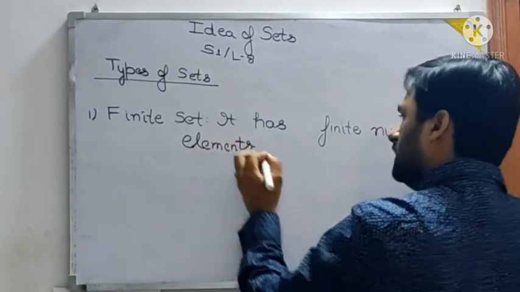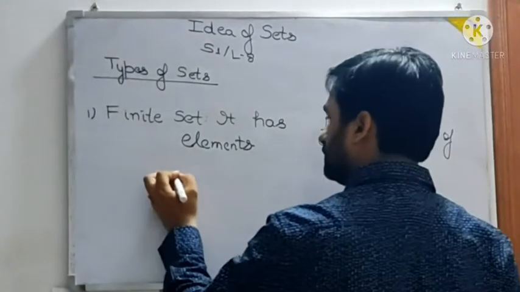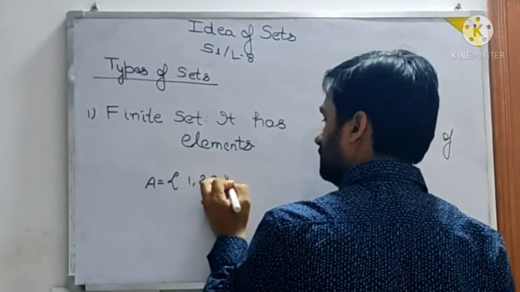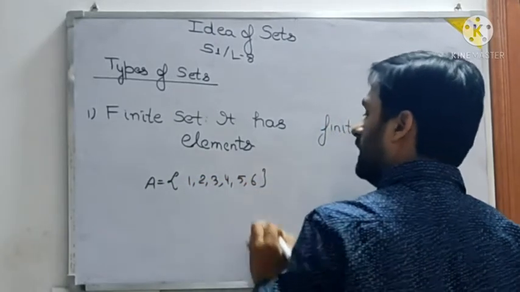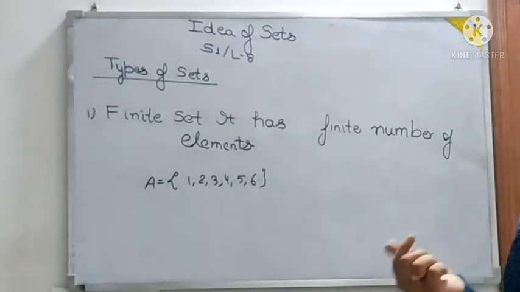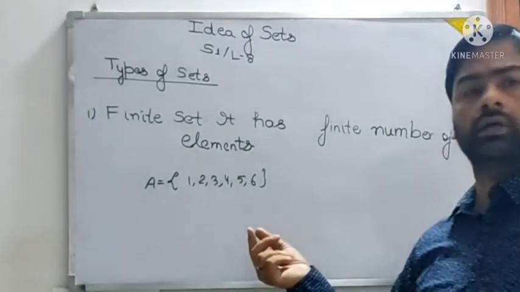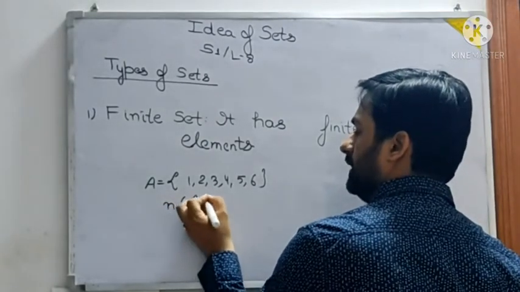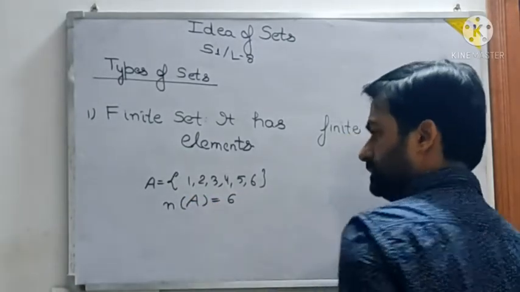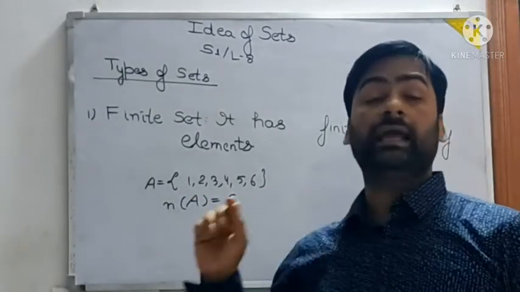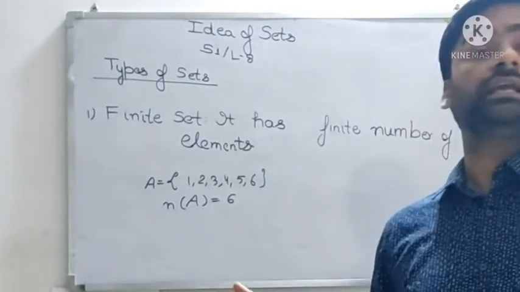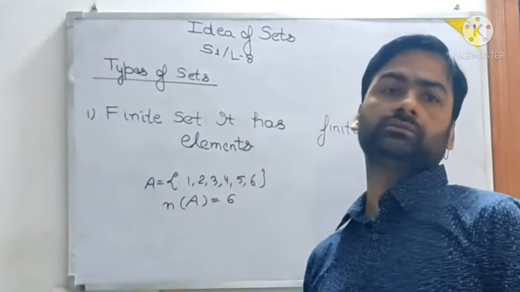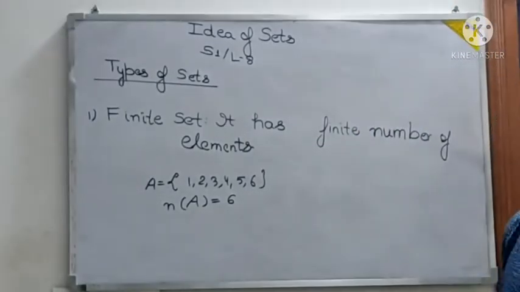Means what? Suppose I say x is a natural number less than or equal to 6. Can you count the number of members? How to represent the number of members? We write like this: n(A) = 6. n(A) means the number of members in the set A is 6. That means this will always be a finite number. So these are called finite sets.